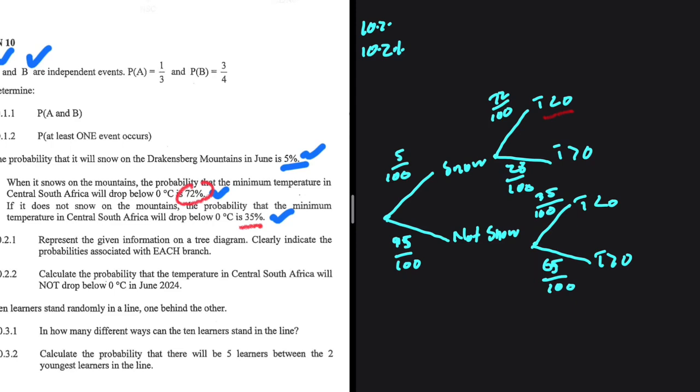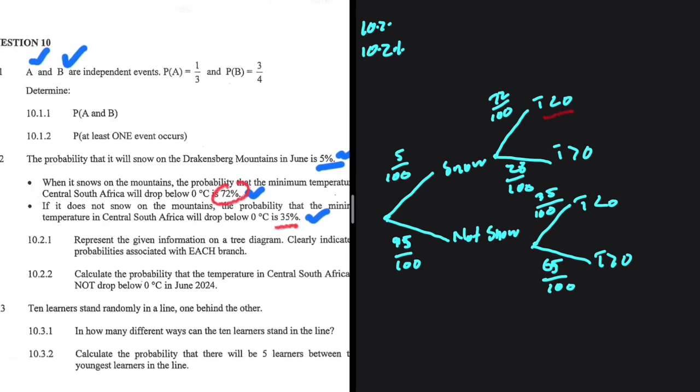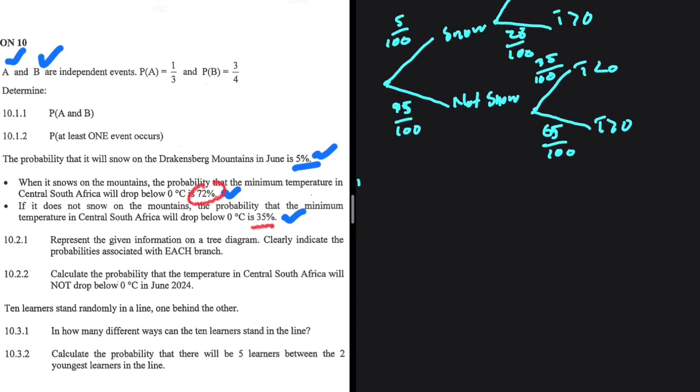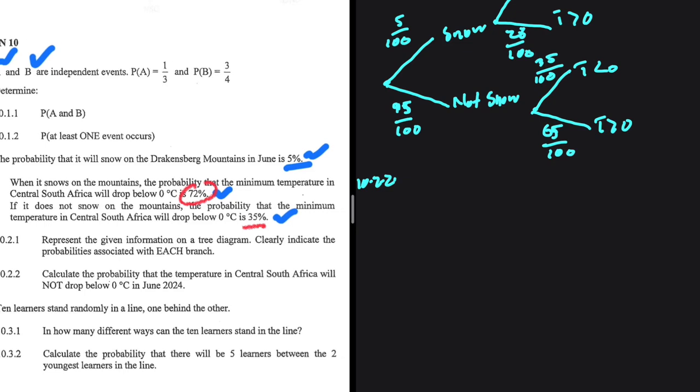Right, so this is the information we have represented on a tree diagram, 10.2.1. How many marks? 3 marks. Yeah, it's a lot of work. I don't know why it's 3 marks, but anyway. Let's carry on and do 10.2.2. So in 10.2, calculate the probability that the temperature in central South Africa will not drop below 0 degrees Celsius in June 2024.